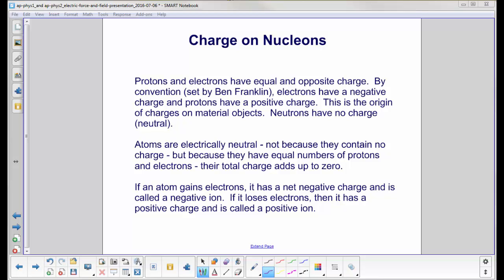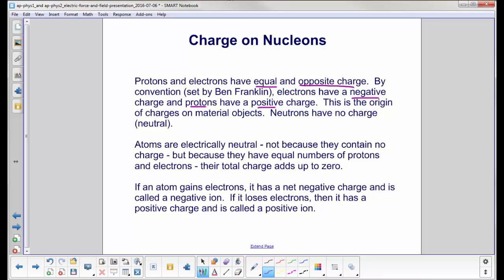Let's now look at the charge on the protons. Protons and electrons have equal and opposite charge. By the convention set by Ben Franklin, electrons have a negative charge and protons have a positive charge. This is where the charge on big objects you can see comes from. Neutrons have no charge, they are neutral.